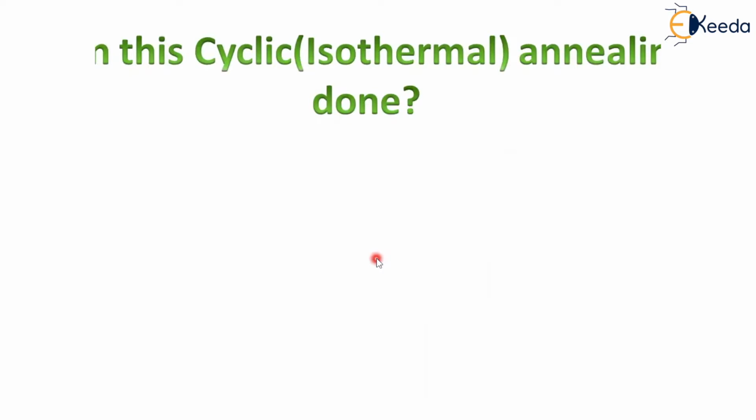One more point I want to mention: the cyclic annealing process that we are saying, that heat treatment process, is also considered an isothermal annealing process. That means whenever we are applying heat, the temperature is constant here. So that's why we are saying that it is an isothermal annealing process. And on what materials are we adopting this cyclic annealing process? That point is very, very important.